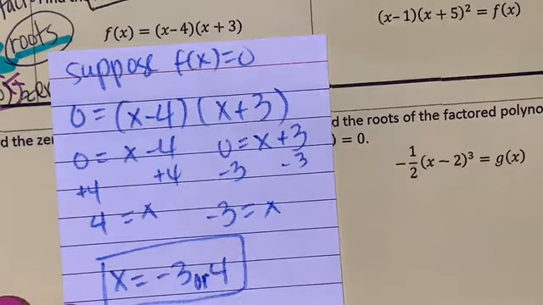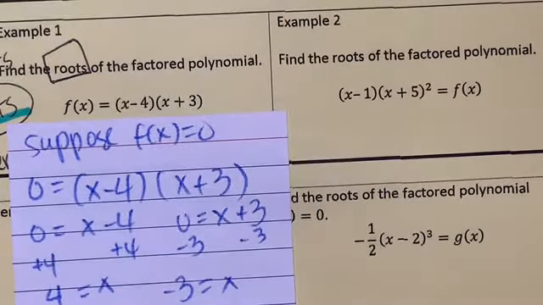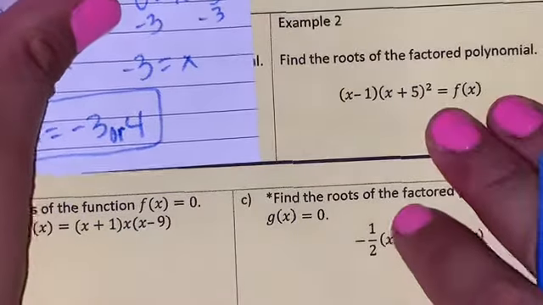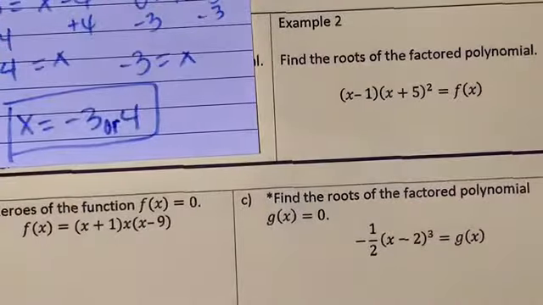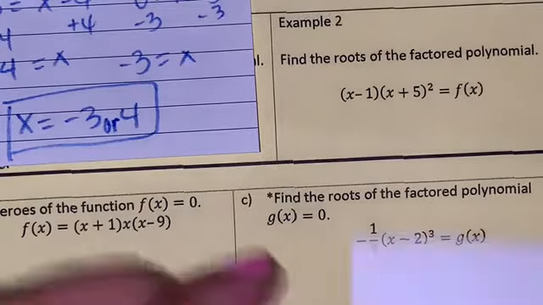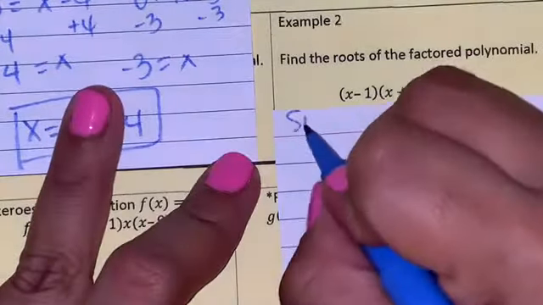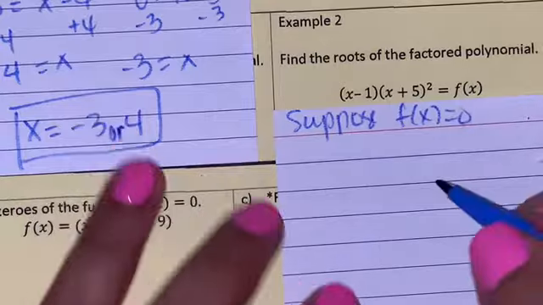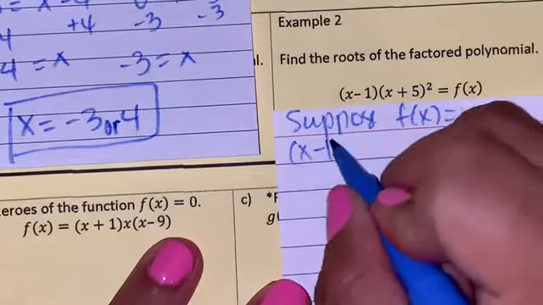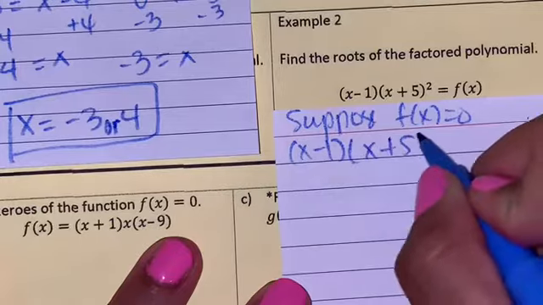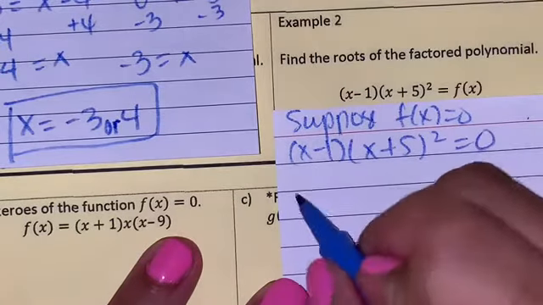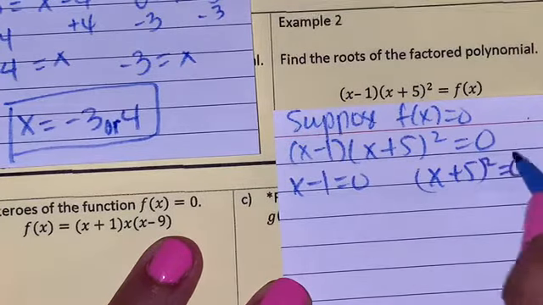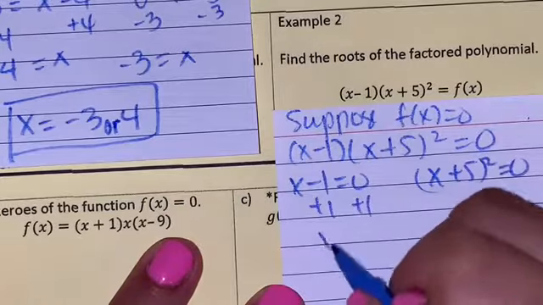Okay. Example 2. Find the roots of the factored polynomial. So it says x minus 1 multiplied by x plus 5 squared equals f of x. So we're going to suppose f of x equals 0. So x minus 1, x plus 5 squared equals 0. X minus 1 equals 0. X plus 5 squared equals 0. Plus 1, x equals 1.